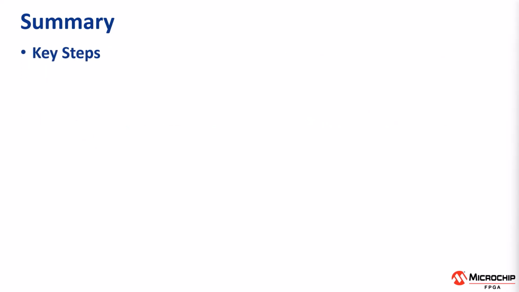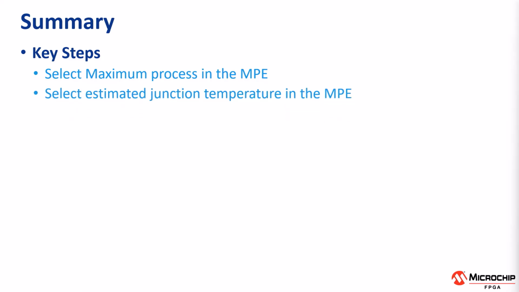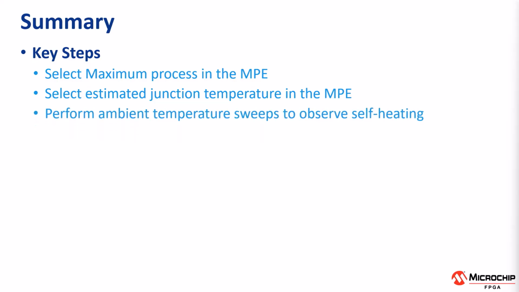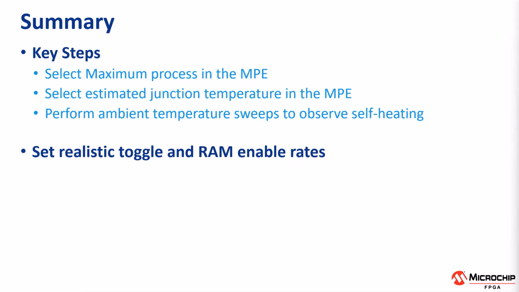The key steps to performing power estimation are to select maximum process settings in the power estimator and select estimated junction temperature in the MPE thermal input section to allow the junction temperature to be calculated based on the ambient temperature and to perform ambient temperature sweeps as part of the analysis. The MPE uses default toggle and RAM enable rates of 12.5% to match the competitor's tools. The toggle rate might need to be changed to more realistic values based on the type of data expected to flow through various parts of the design data path and control path logic to get a more accurate power estimate.